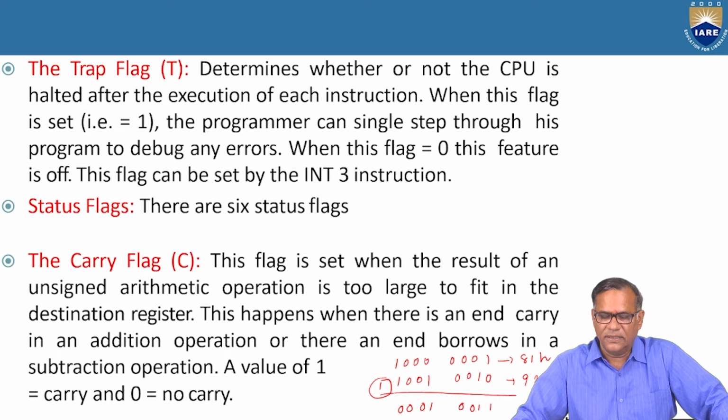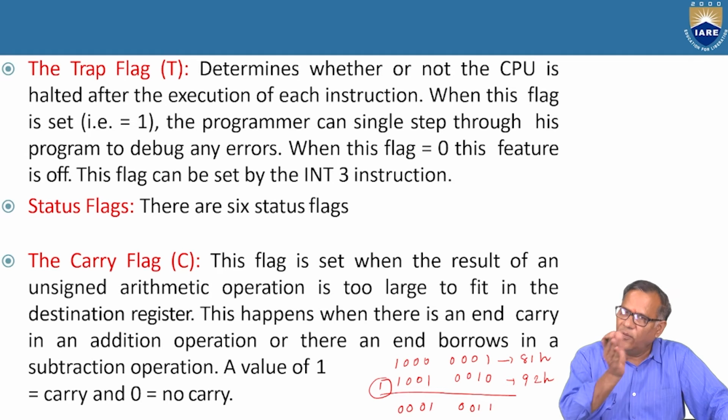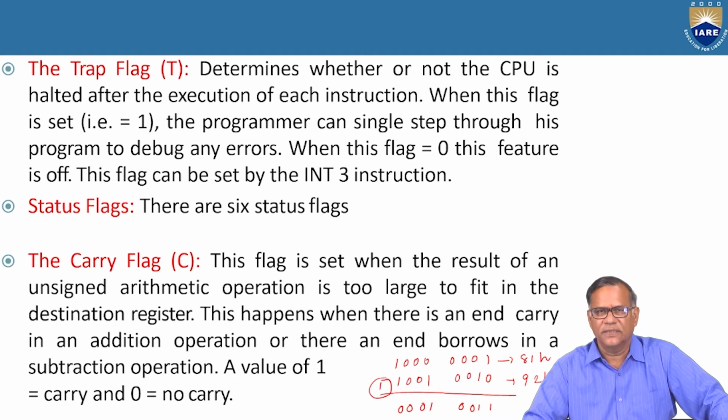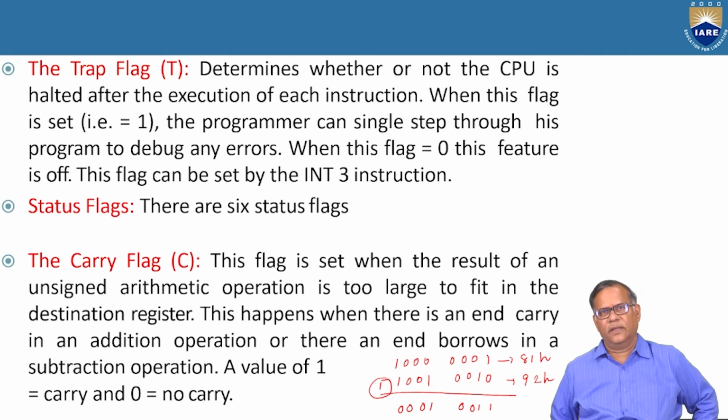So the carry flag is set when the result of an unsigned arithmetic operation is too large to fit in the destination register and there is an overflow bit from the most significant bit. This is for the addition operation. Similarly, if there is a borrow during a subtraction operation, then also this flag is activated. Suppose you are subtracting a high magnitude number from a lower magnitude number, obviously you have to borrow. So when there is a borrow also, the carry flag is activated. That is the importance of the carry flag.